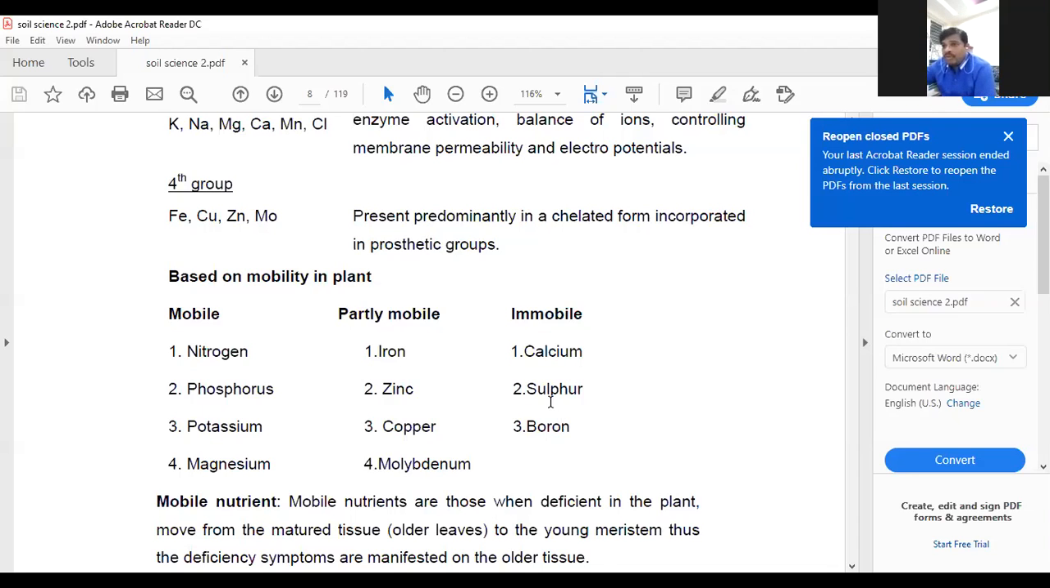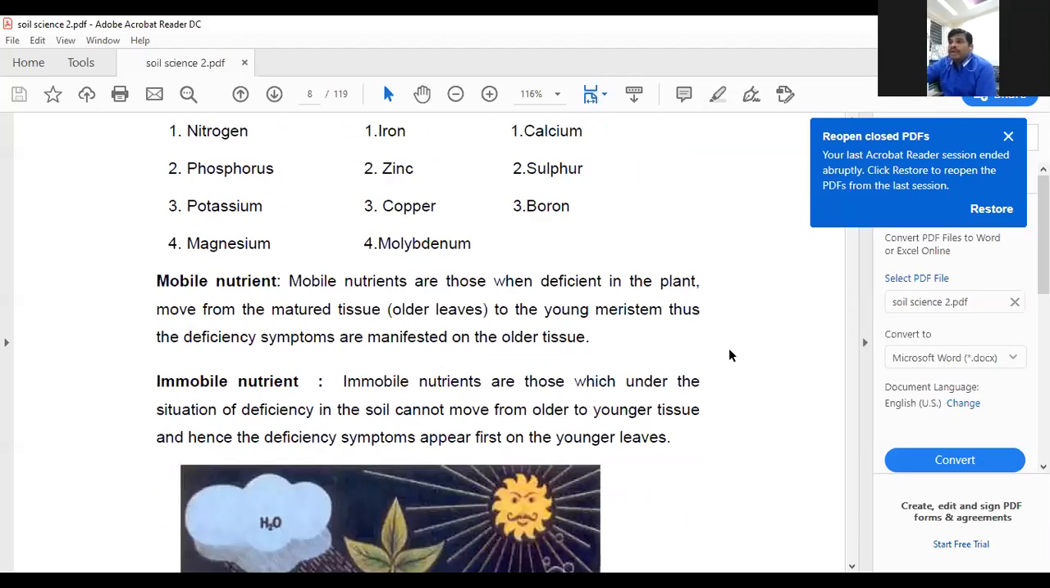What do you mean by mobile nutrients? Mobile nutrients are those nutrients that, when deficient in the plant, move from mature tissue, older leaves, to young meristem. Thus, the deficiencies are manifested on the older tissue or older leaves.